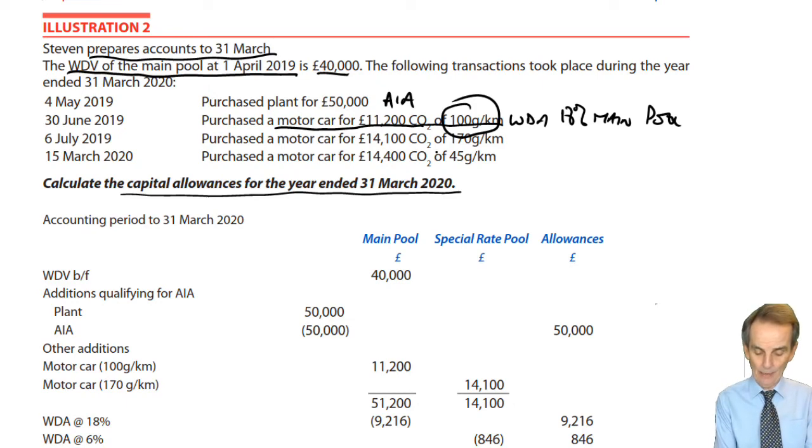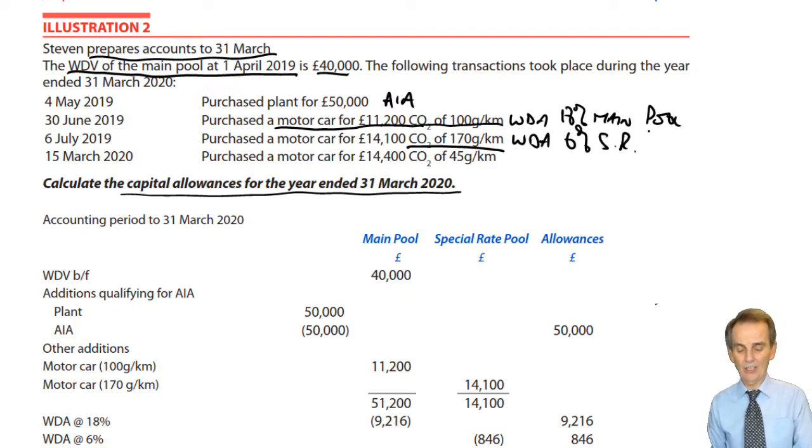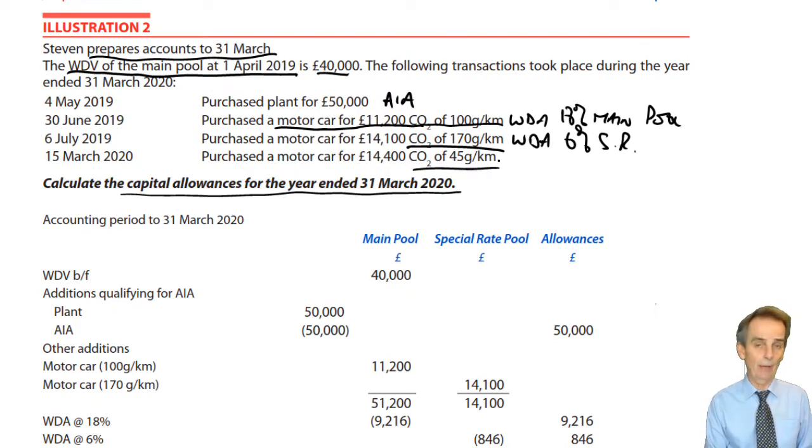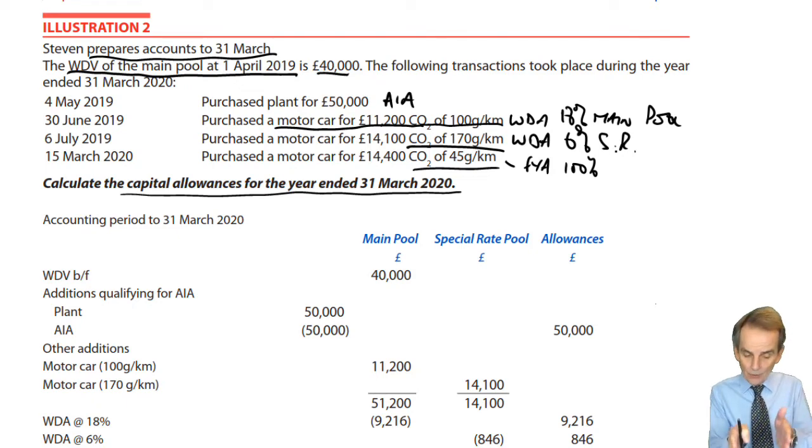Whereas the next car that we get has CO2 emissions of 170 grams per kilometre. Again, it's only a writing down allowance that is available. That exceeds 110, so it's 6%. And that, of course, is, let's abbreviate that, SR, your special rate pool. Finally, it's another car, but this time the CO2 emissions are 45 grams per kilometre. That does not exceed 50, and therefore that one is first year allowance, and that we know to be 100%. Okay, so we've gone through the list of transactions, we've seen what we need to deal with.